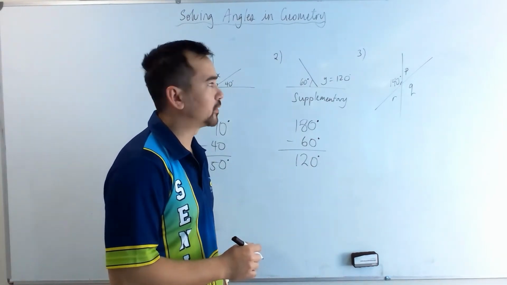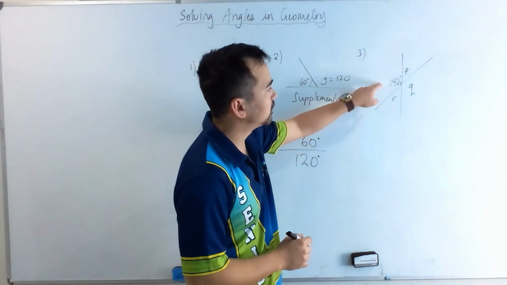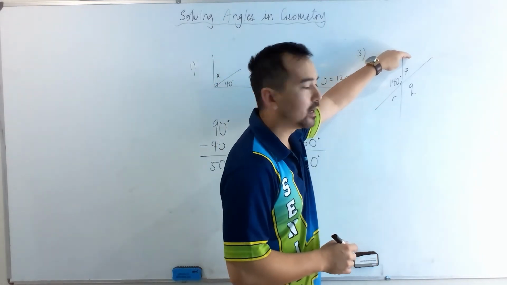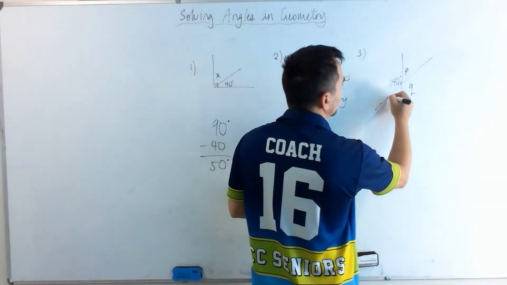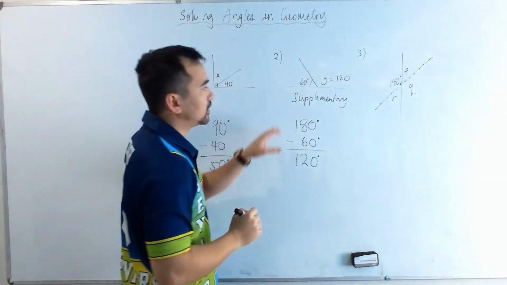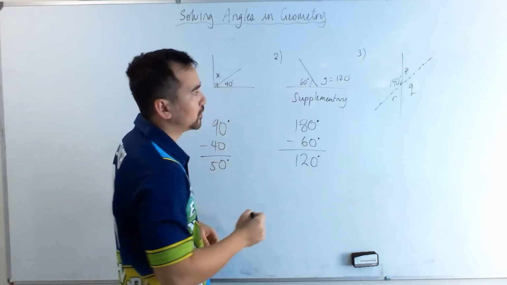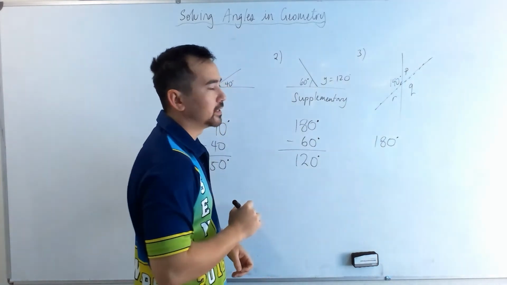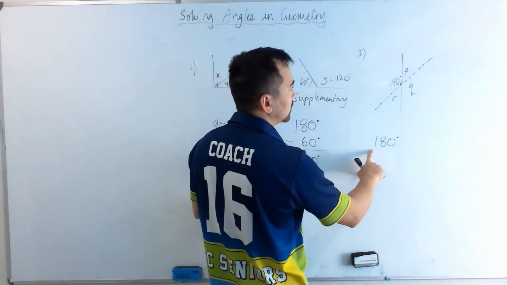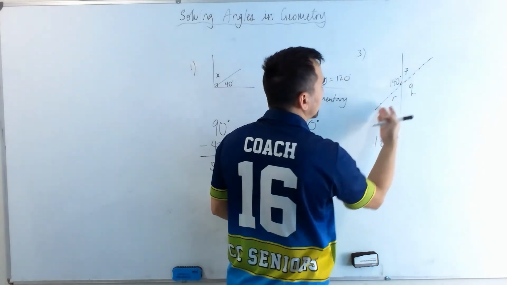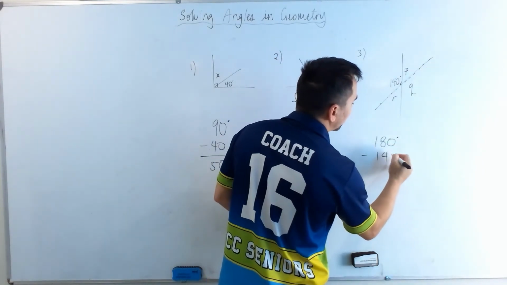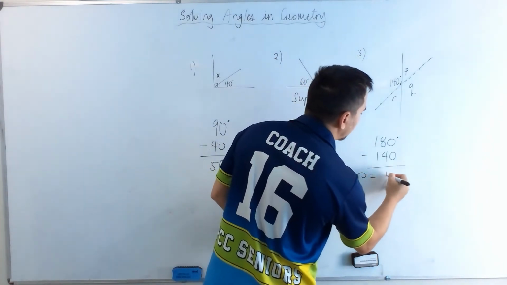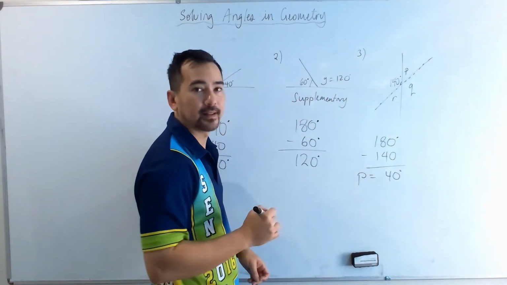Okay, let's have a go at question 3. So here we have 140 degrees, and you'll notice that 140 degrees and the P are on a straight line, this straight line right here. So using the supplementary rule, we can say that the 140 degrees and P must add up to 180 degrees because they are on a straight line. So when we subtract 140, we will get P, and P is equal to 40 degrees. Okay, nice and easy.